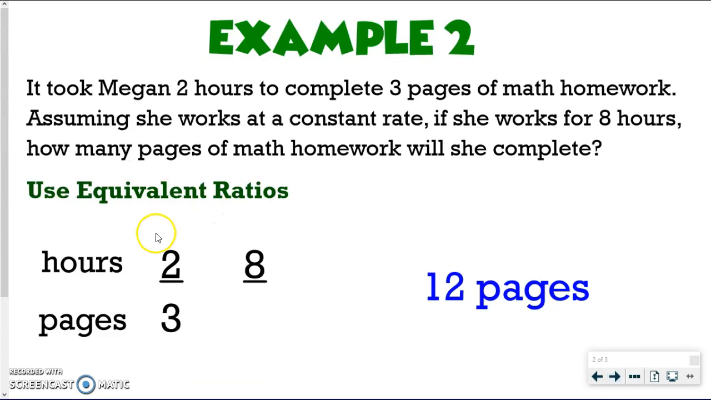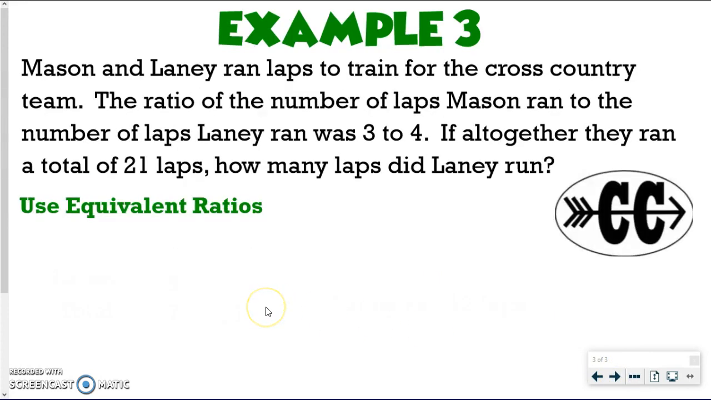So that's another way you can show it, is with fractions like that. Okay? But again, using that equivalent, what are we doing with one number to get to the other? Let's look at one more example. This one's just a little trickier.